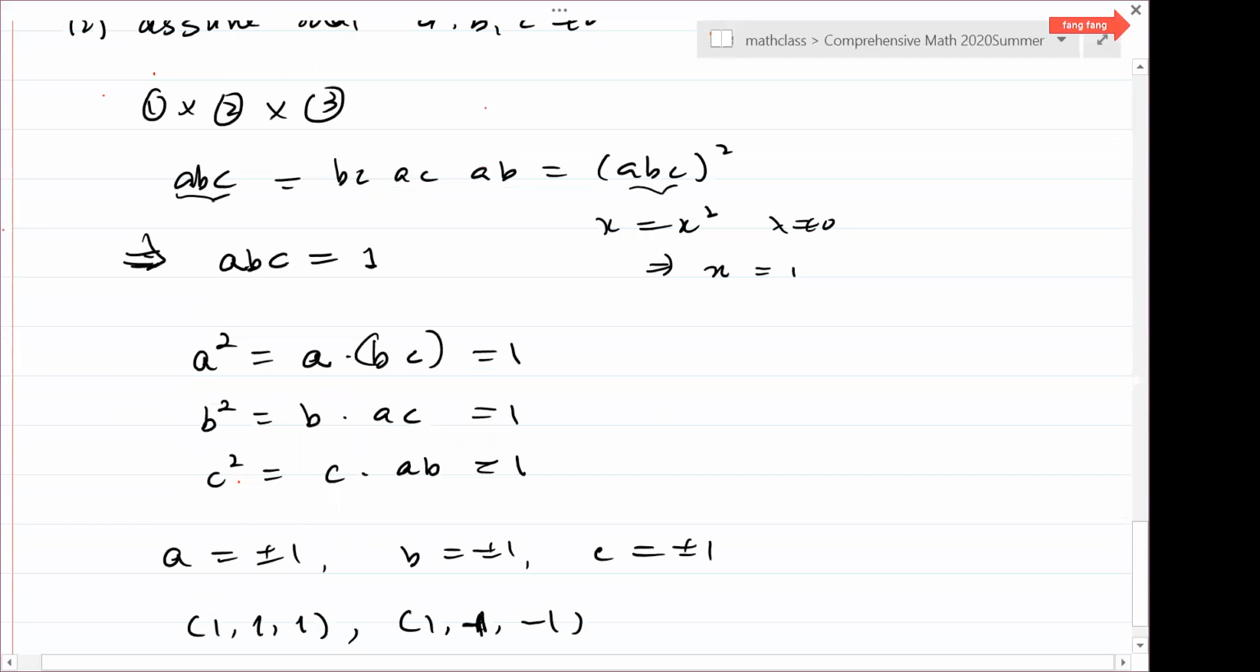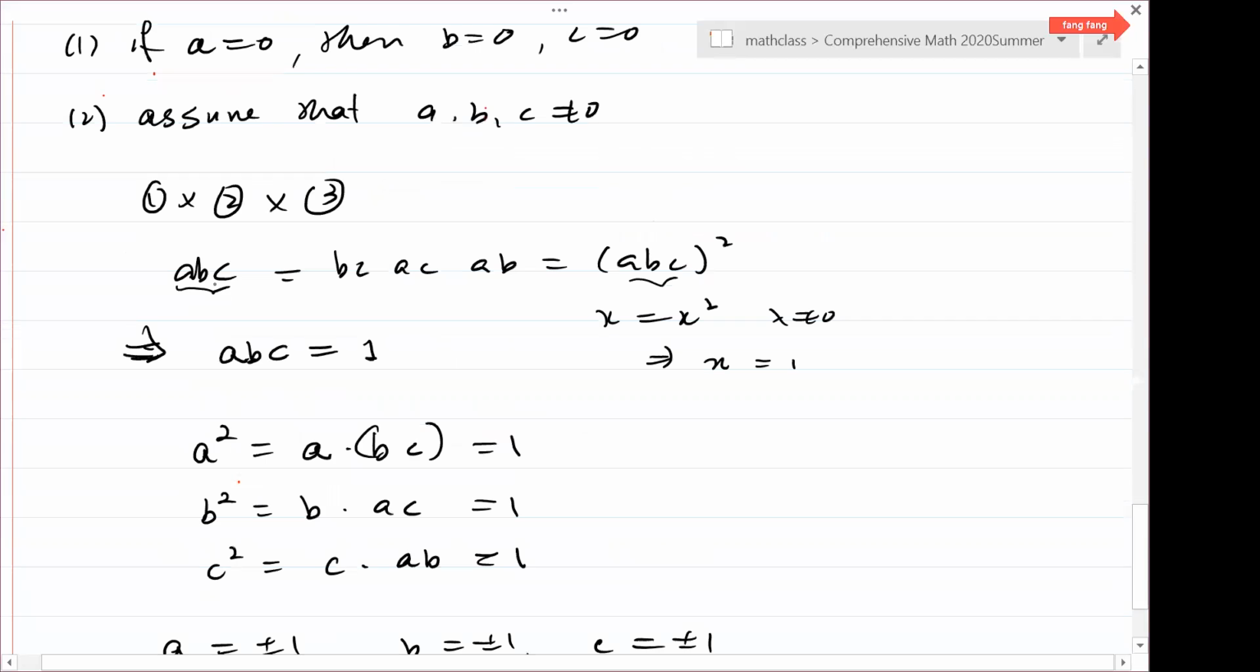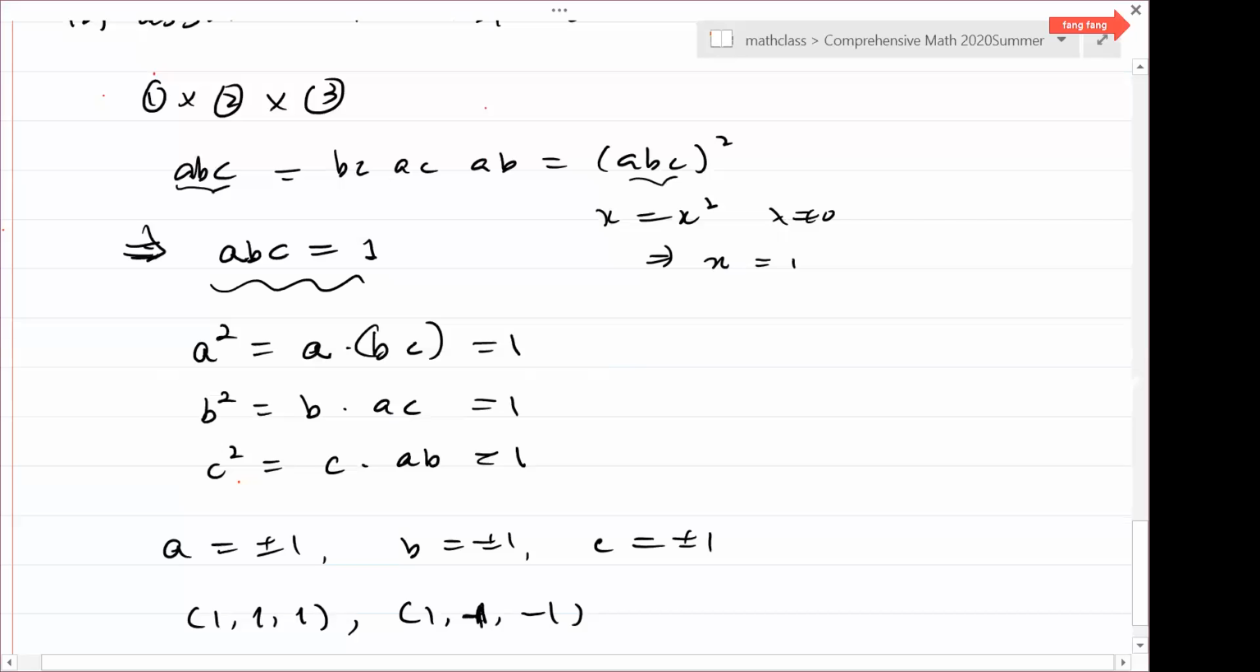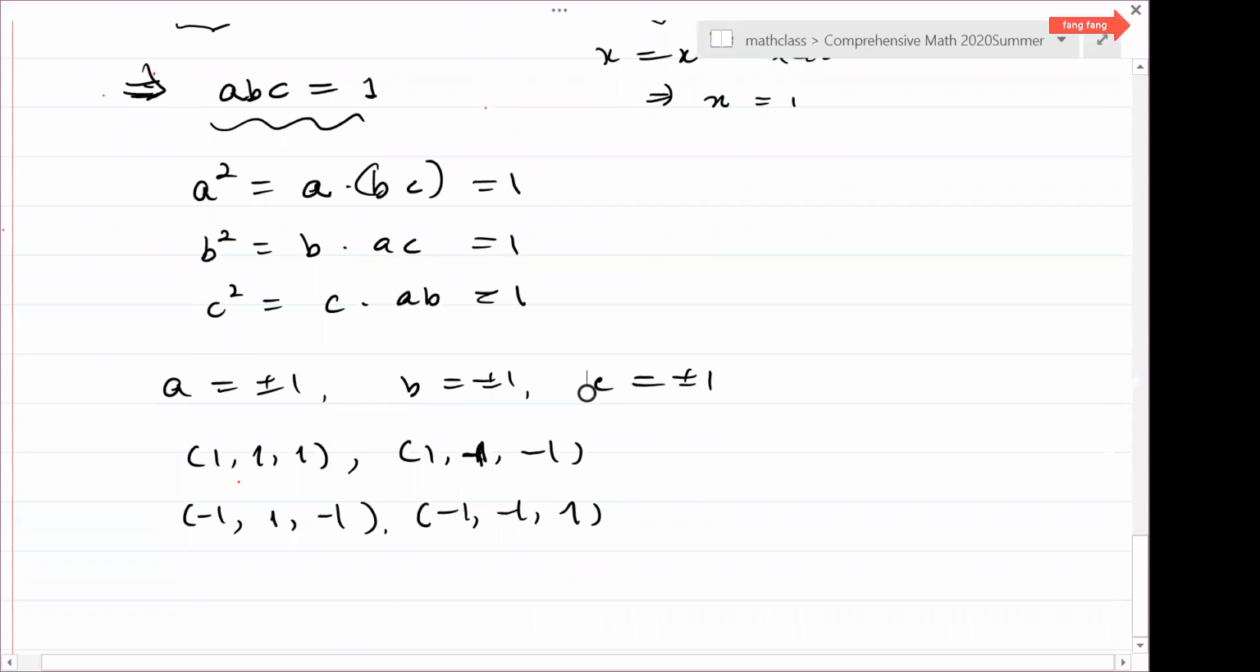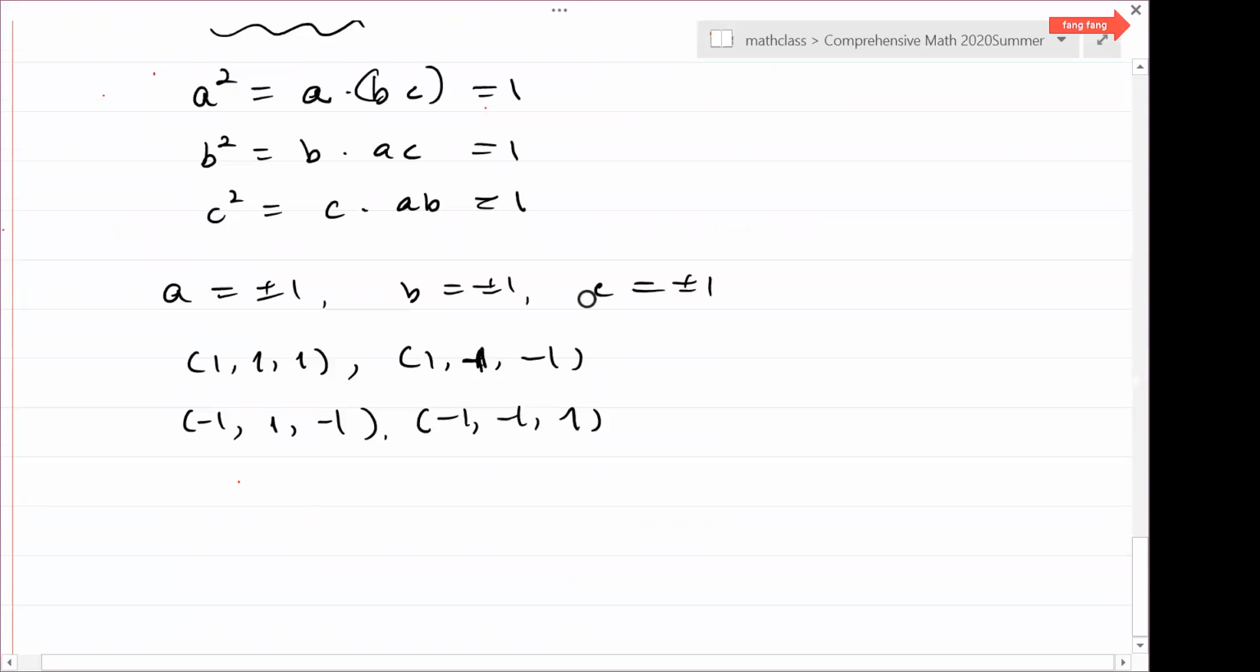So go over this problem again. The key point here is you multiply the 3 equations together. You get A times B times C equals 1. Then using the original 3 equations again, you can quickly get A squared, not A, but A squared. A squared equals 1, because then you almost determine the value of A, B, and C. And just make sure they meet the requirement.